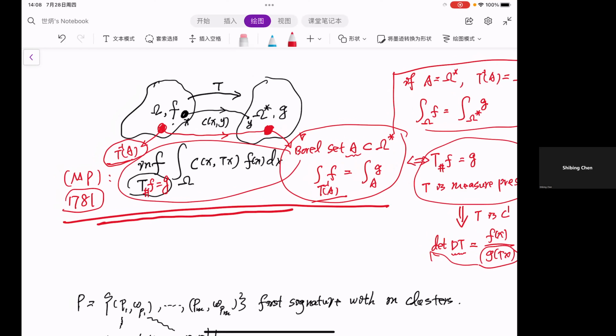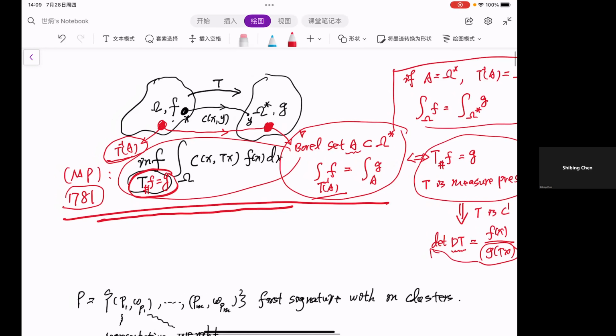You see, T sharp F equals G. This condition is actually a nonlinear condition. If you have two mappings T1 and T2 both satisfying this condition, then the linear combination of these two mappings usually doesn't satisfy this condition. So it's a nonlinear problem. You don't have a priori estimates, then it's quite hard to prove the existence of a solution.